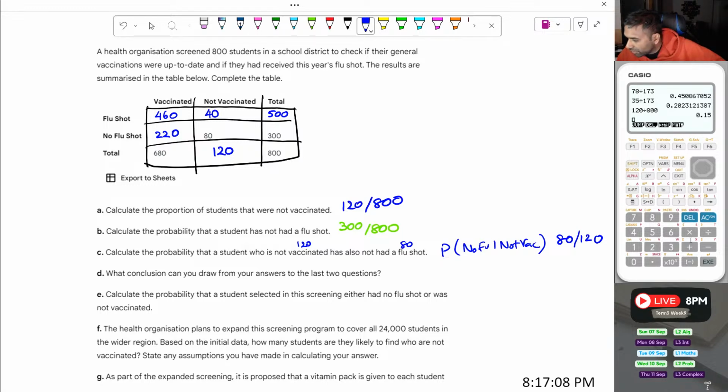Star and certified, hello. Yeah, the reason we're going with 120 is because the question is saying, calculate the probability that a student who is not vaccinated. So you're no longer looking at the full 800 people. You're only looking at the 120 kids who are not vaccinated.